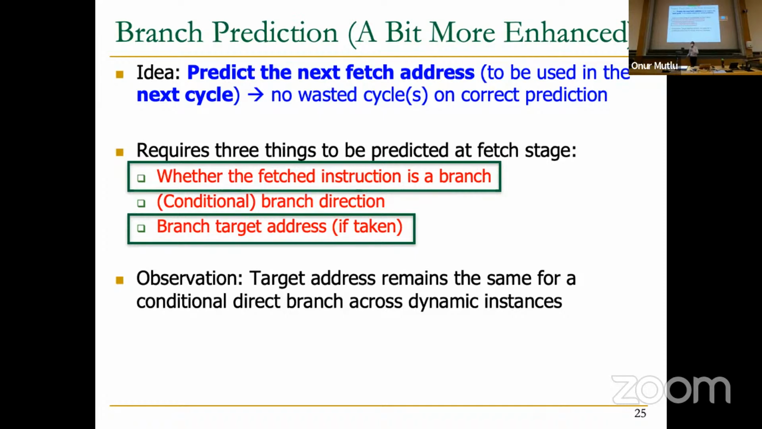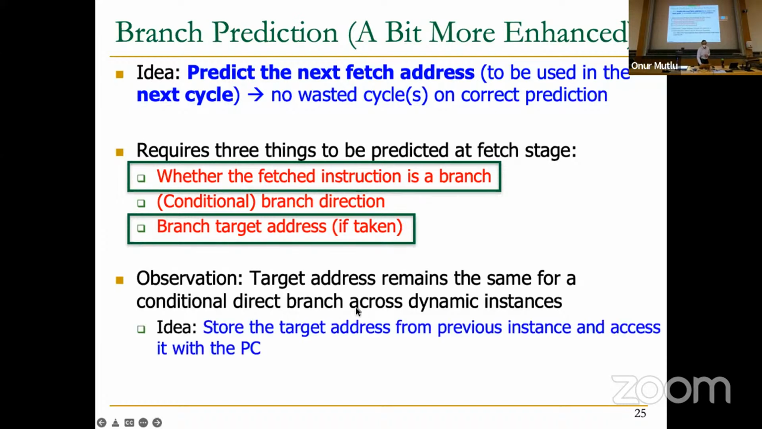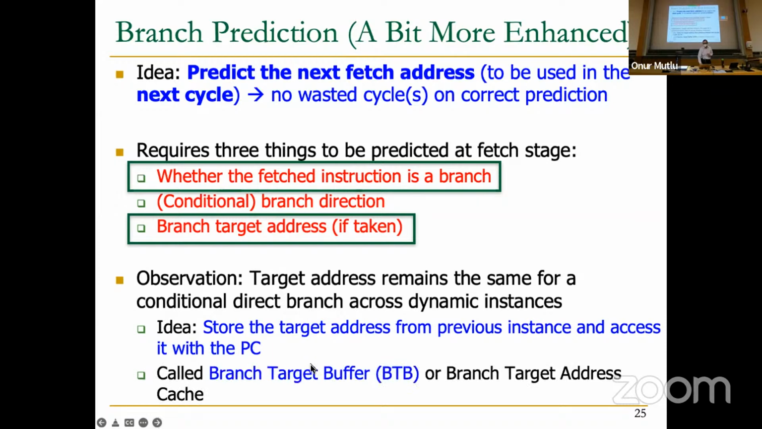One is, if we actually get a target address from that memory structure, that tells us that that's the target address for the branch. That also tells us that this is a branch, because I've computed a target address for this PC before. So we kill two birds with one stone. So that's the idea: store the target address from the previous instance and access it with the PC. This is called a branch target buffer or branch target address cache.